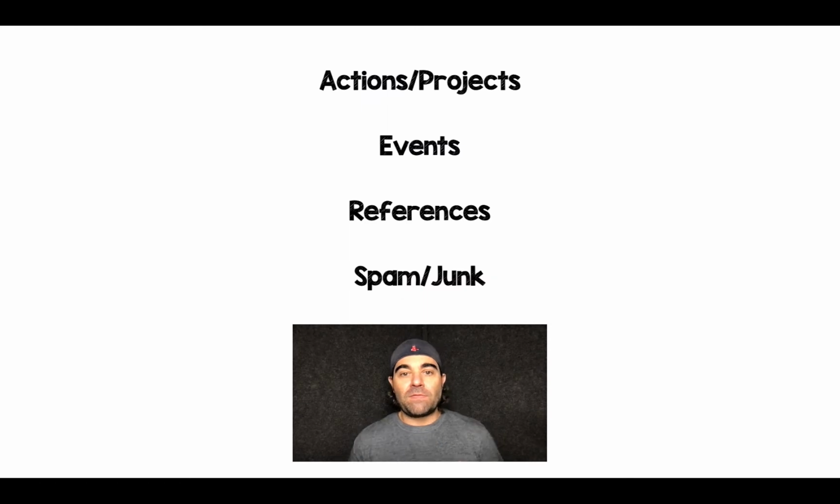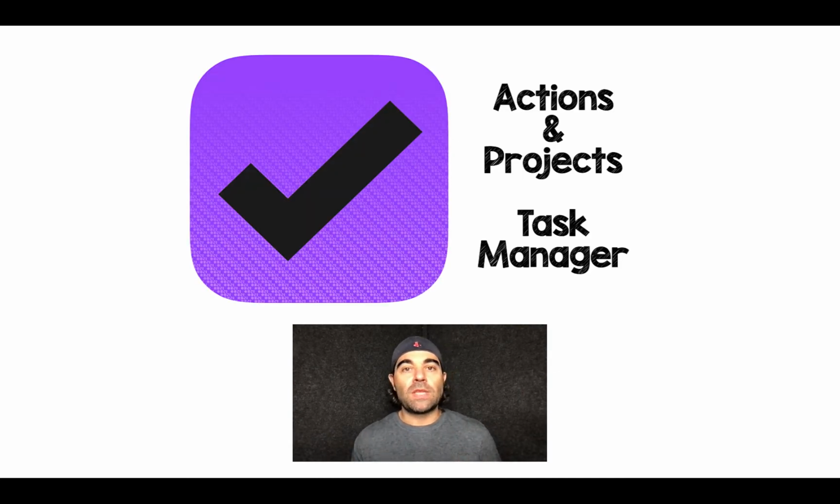And so let's start with the 1 hour a day when I wake up in the mornings, usually, that I'm answering emails. And for me, emails get divided into one of four categories. The email is either an action or a project, I'll talk about that in a second, it's an event, it's a reference that I need to remember, or it's spam or junk mail that I can just simply delete. So let's start with actions and projects.